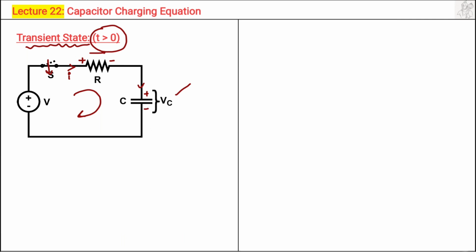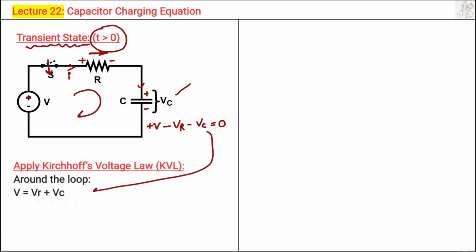So as per KVL applied in the anti-clockwise direction, minus to plus, that is plus V, then plus to minus, that is minus the voltage drop across this resistor, and plus to minus, that is minus the voltage drop across the capacitor, is equal to 0. When I rearrange this equation, it becomes V is equal to VR plus VC. Now VR, that is the voltage across R, can be found with the help of Ohm's law, that is simply I into R. So VR becomes I into R. Therefore V is equal to IR plus VC.